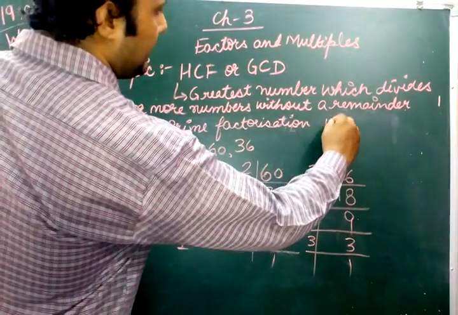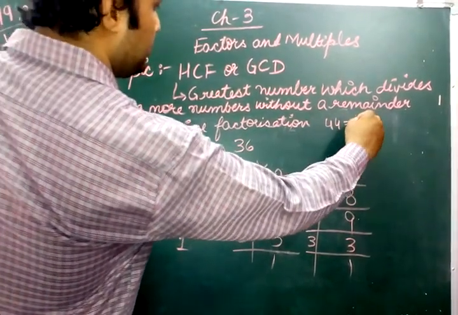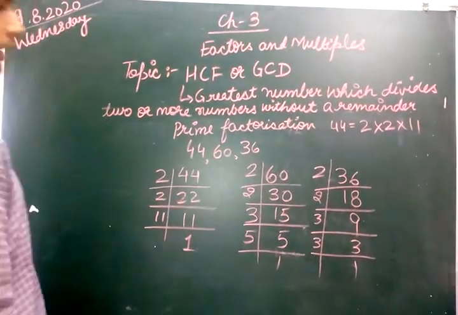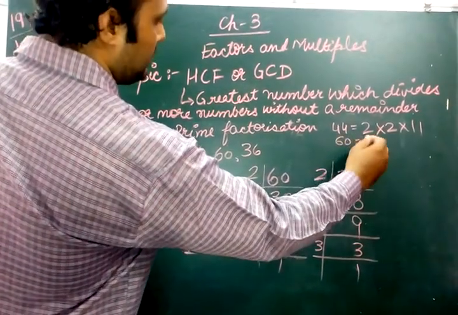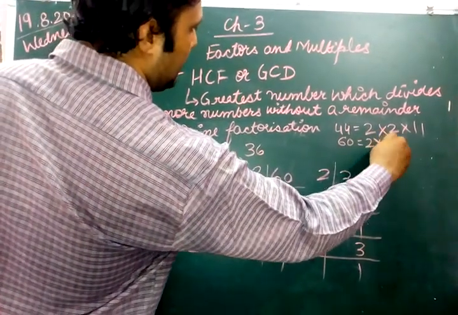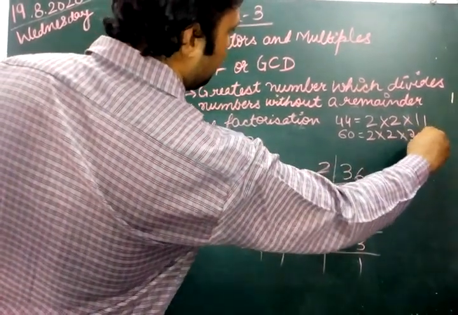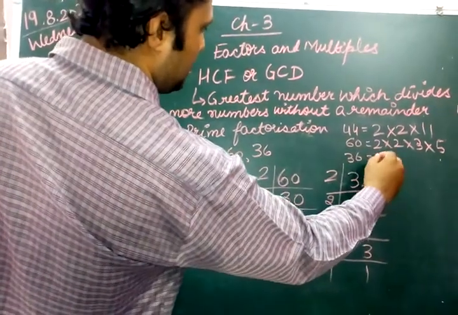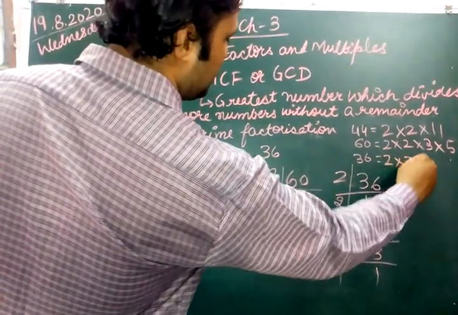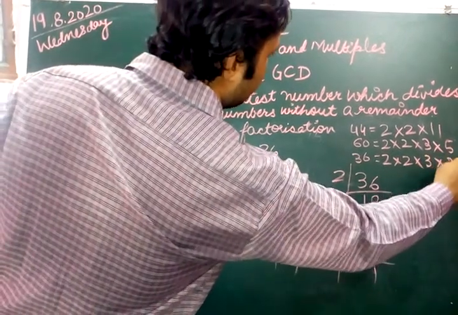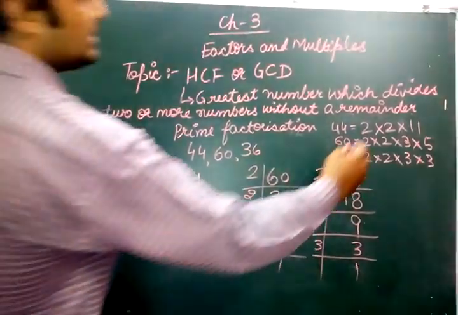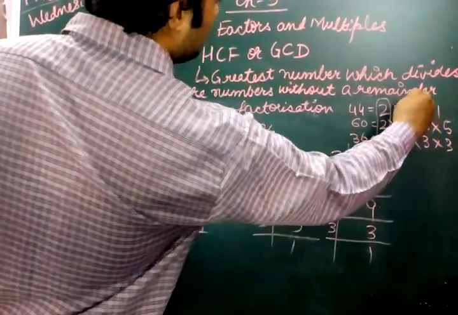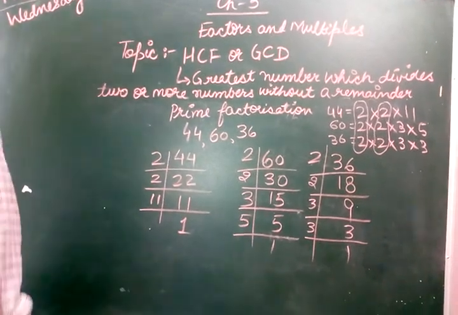So if we talk about the factors, 44 is 2 multiply 2 multiply 11. Now if we talk about 60, we have 2 multiply 2 multiply 3 multiply 5. If we talk about 36, 2 multiply 2 multiply 3 multiply 3. So the common factor in this is 2, this is the 2 and this is the 2. The common factor in this is 2.